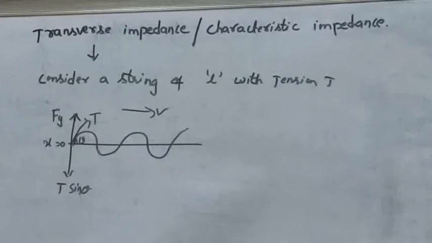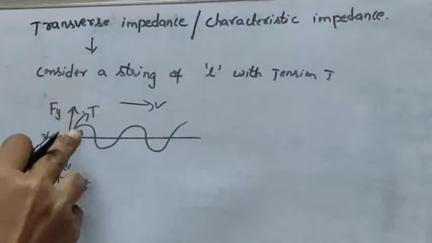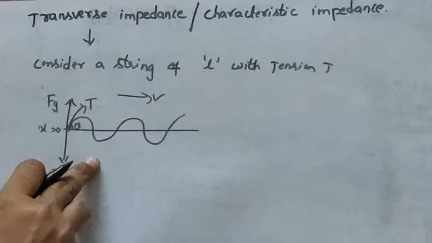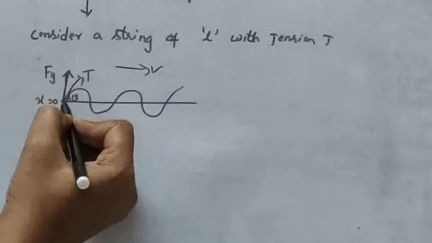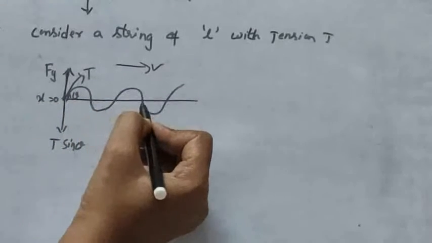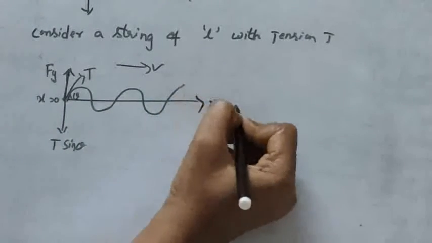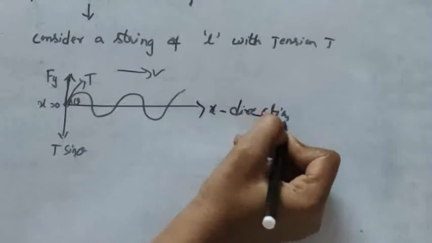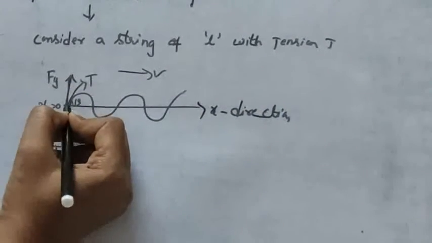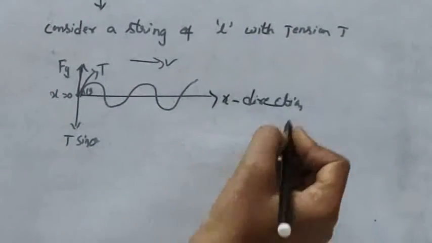Now the external driving force, that means the external force, is applied at one end of the string. Then the wave propagates along the positive x direction. So if you give some force at one end, then the string vibrates along the positive x direction.